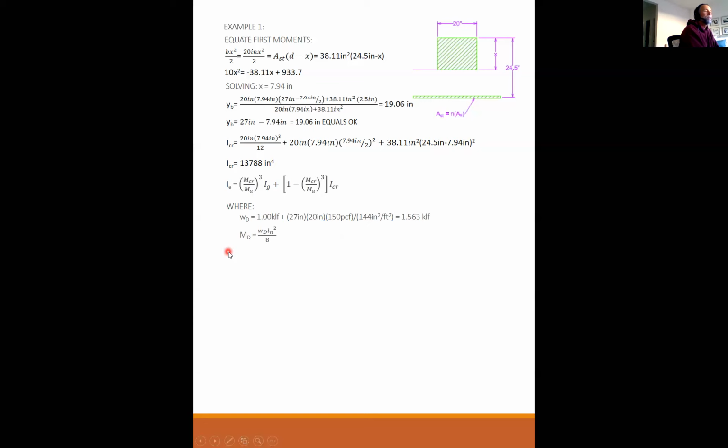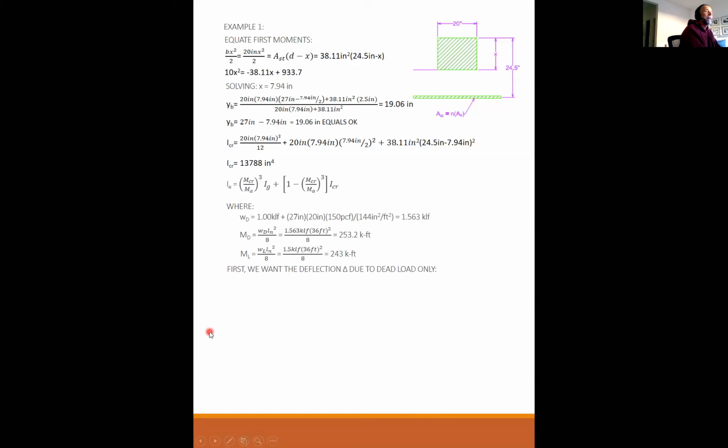So my dead load moment is WL squared over 8. 1.563 times 36 squared over 8, I get 253.2 kip-feet, which is quite a bit more than M cracked. So this beam will definitely be cracked under dead load. My live load moment, 1.5 times 36 feet squared over 8, is 243 kip-feet.